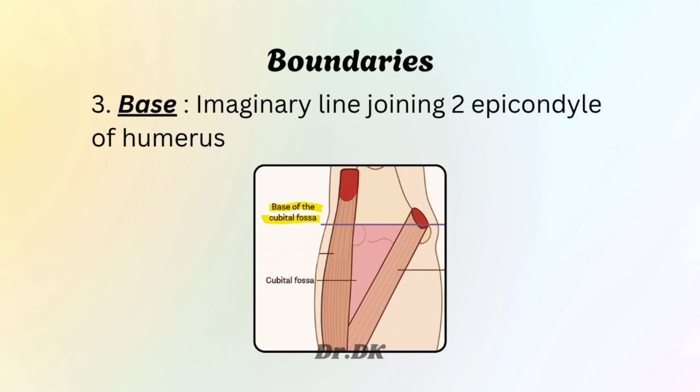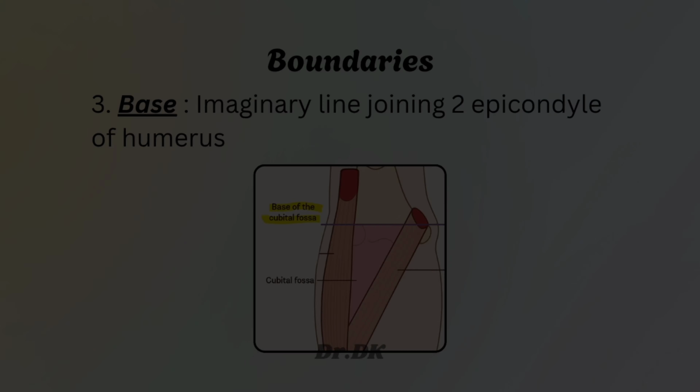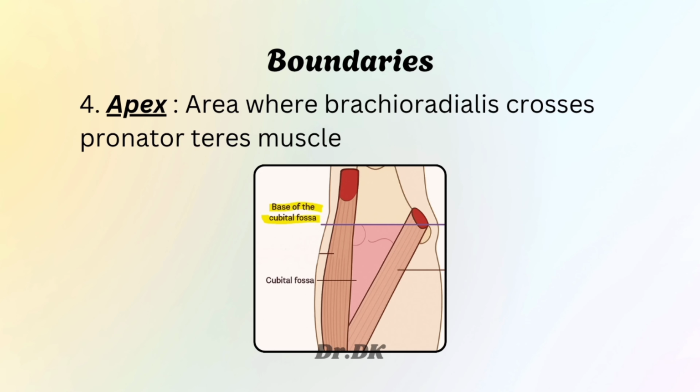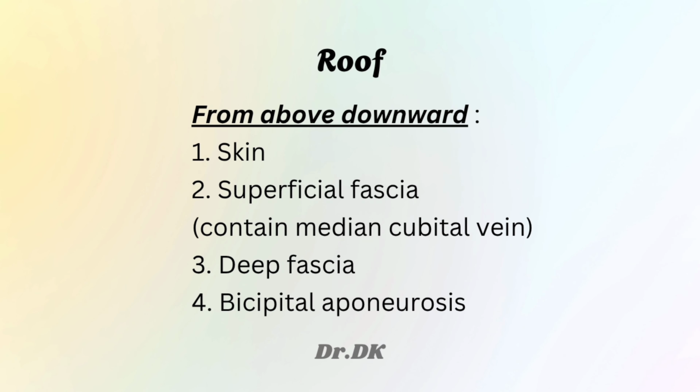The other one is the base, which is represented by an imaginary line formed by joining the two epicondyles of humerus. Its apex is where brachioradialis crosses the pronator teres. Roof of cubital fossa, from above downward: uppermost part is skin. Number 2, superficial fascia, which contains the median cubital vein.